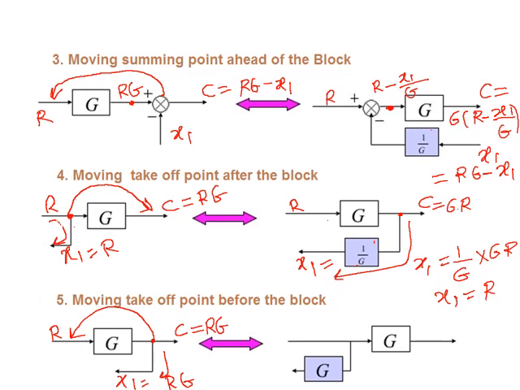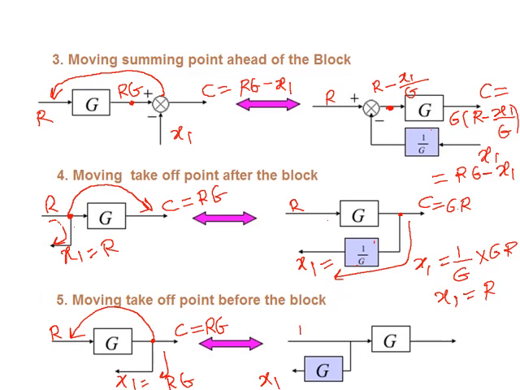So now we will check. When we want to shift this takeoff point before the block, we have to add G in series with this signal x1. Whereas in the previous rule, when we wanted to shift the takeoff point after the block, we added 1 by G. So now, to shift this takeoff point before the block, we have added G in series with this takeoff signal.